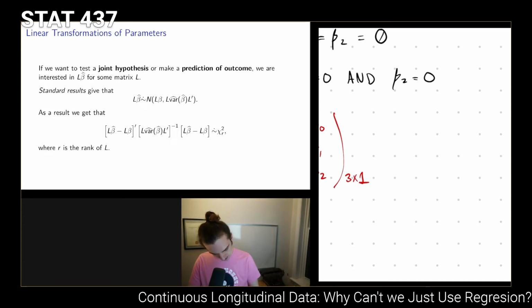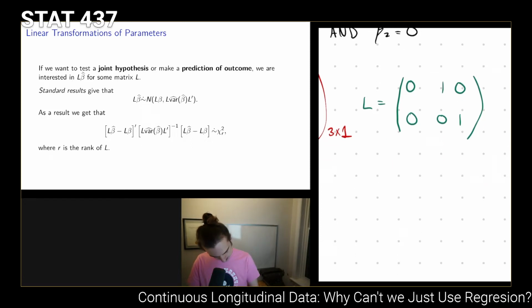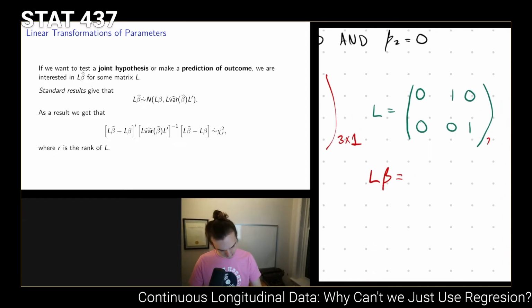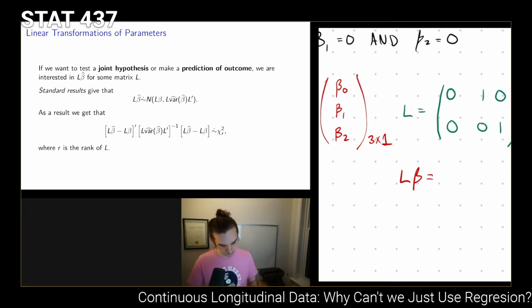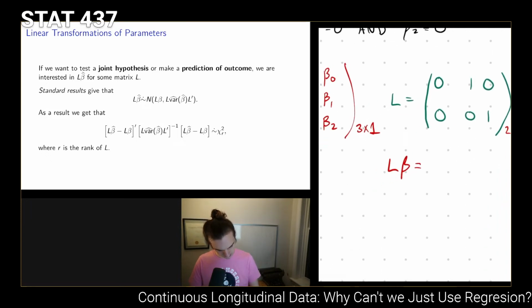If we define a matrix L, and I'm going to write it out as 0, 1, 0, 0, 0, 1, what am I doing here? Well, if we take L and multiply it by beta, this is a 2 by 3 matrix, so we're going to get a 2 by 1. You can see that the first row multiplied by beta is just going to give us beta 1, because it's 0 plus 1 plus 0. And then the second one is just going to give us beta 2.